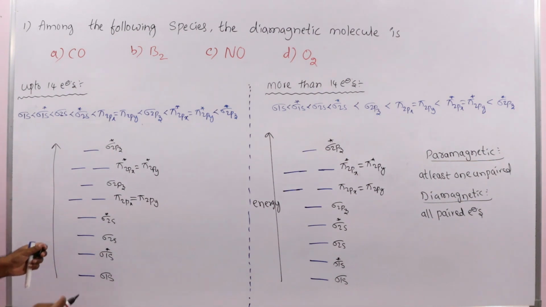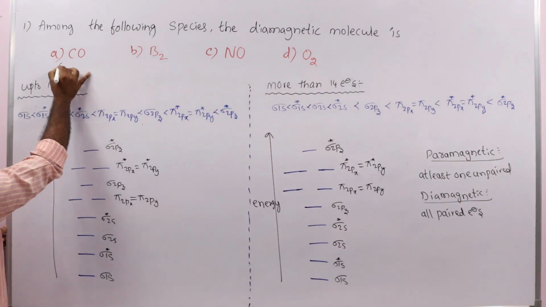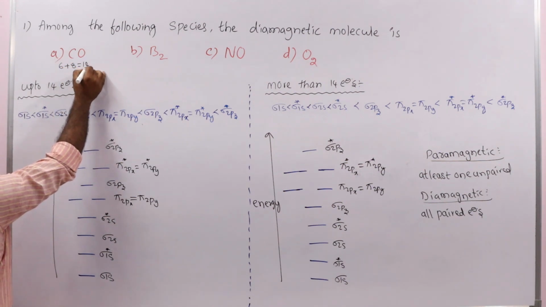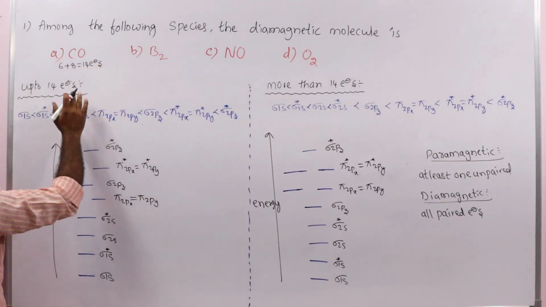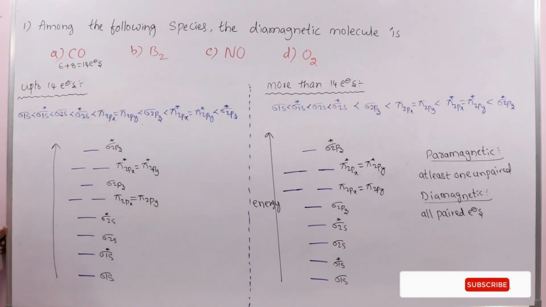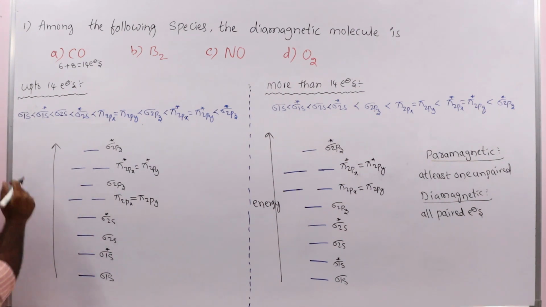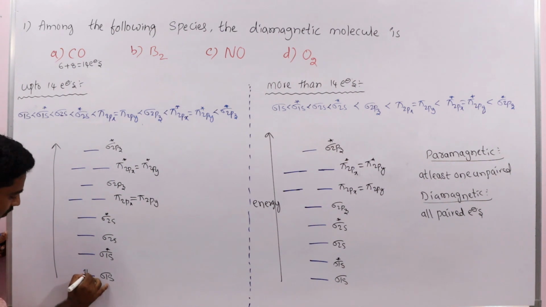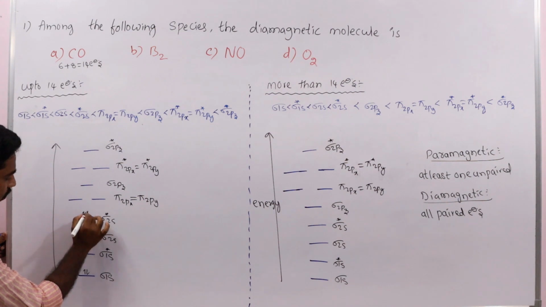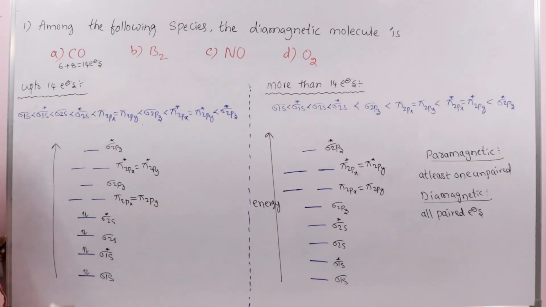When we come to the options, the first option is CO. How many electrons does CO contain? Carbon has 6 electrons and oxygen has 8 electrons. This diatomic molecule contains 14 electrons in total. So which order do we have to follow? The order for up to 14 electrons. Fill the 14 electrons in this: 2 electrons here, 2 here, 2 here, 2 here. Totally 8 electrons are finished, so 6 electrons remain.